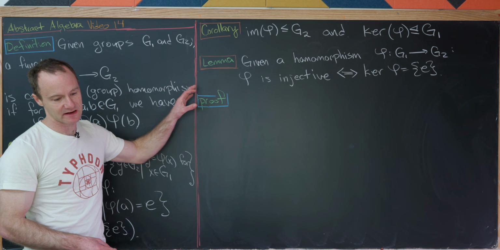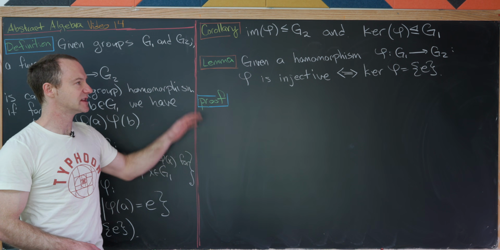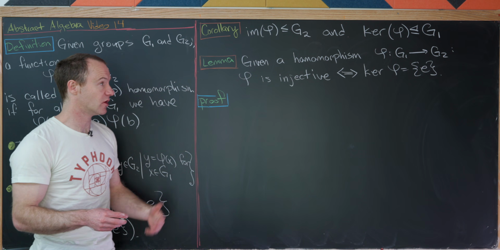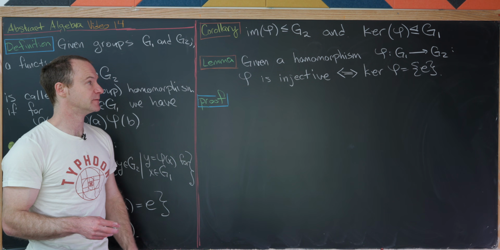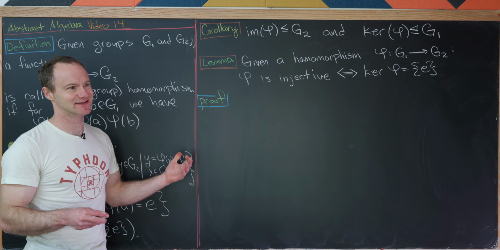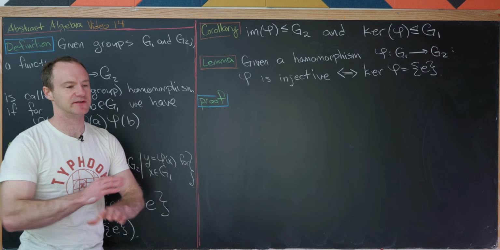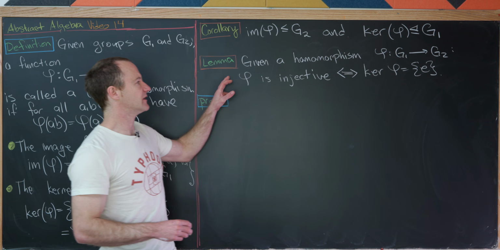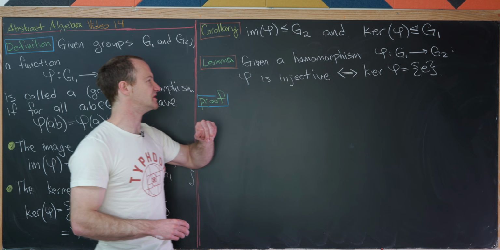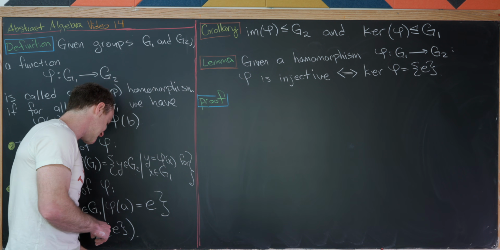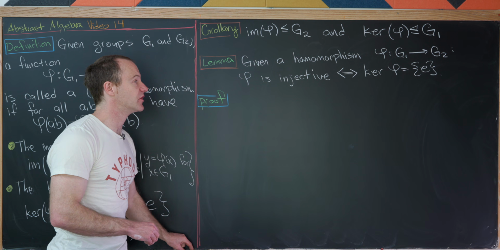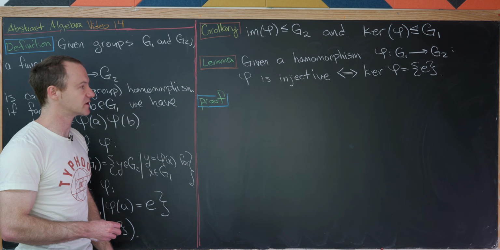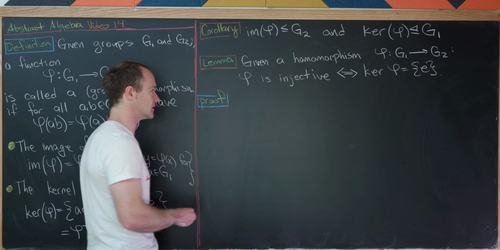But before we get to that, I'd like to look at this lemma. And this lemma is often thought of as a better way to prove that a homomorphism is injective. In fact, it can be seen as almost a different definition of injectivity. Okay, so let's see what we have. Given a homomorphism phi from G1 to G2, phi is injective if and only if the kernel of phi is equal to just the set containing the identity. So in other words, the kernel of phi is trivial.